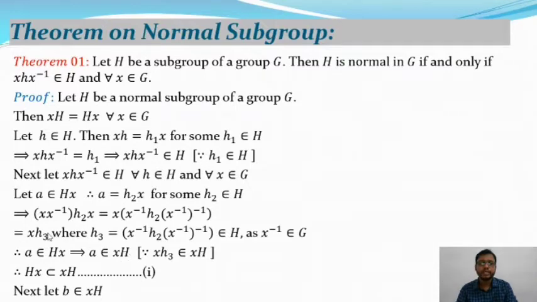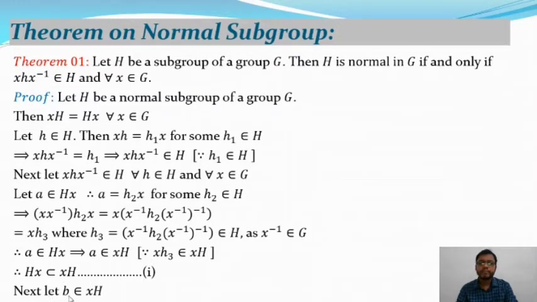So you know that xh3 belongs to x into capital H, where h3 is an element which belongs to capital H. Therefore, from the above, we get Hx is a subset of xH, and you can write it as equation number 3.